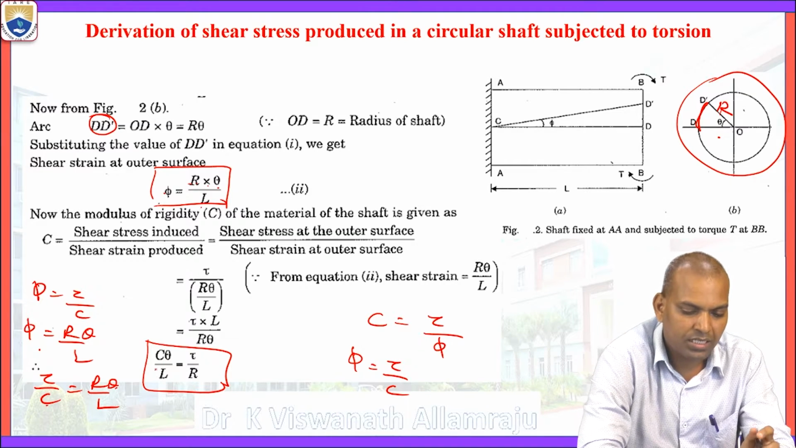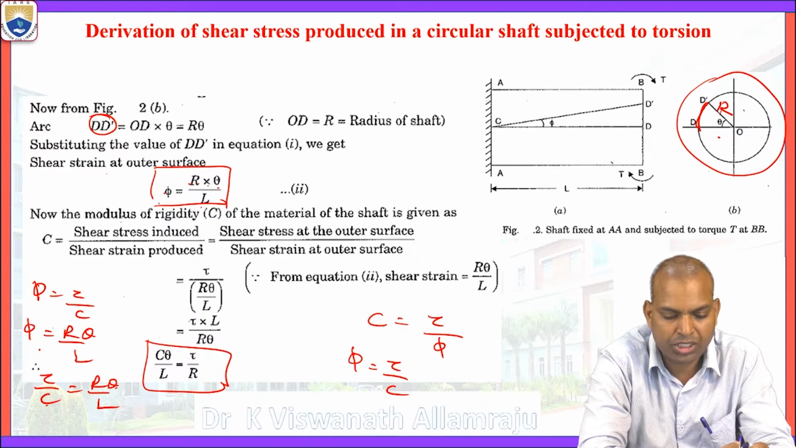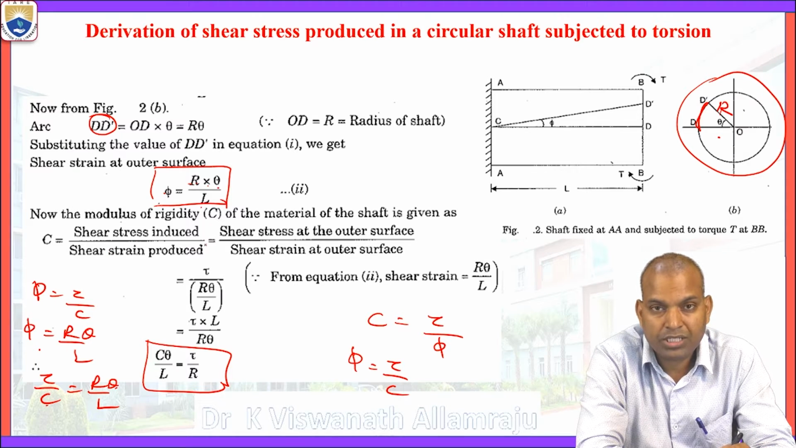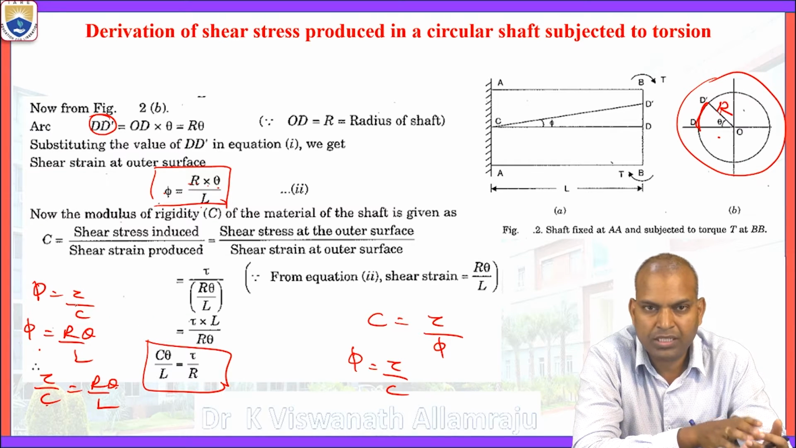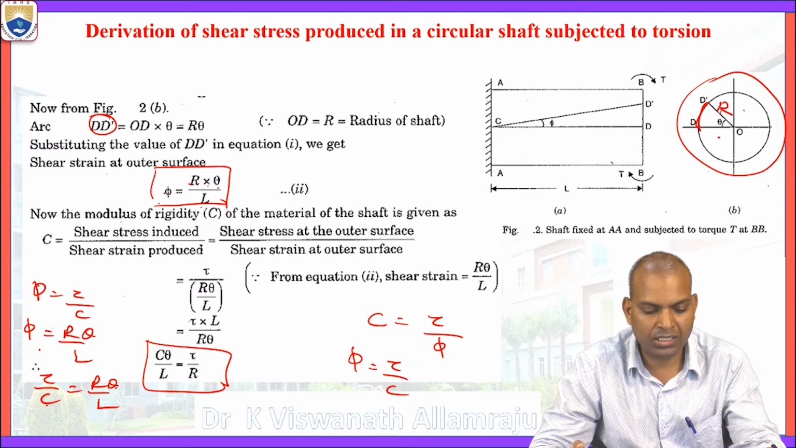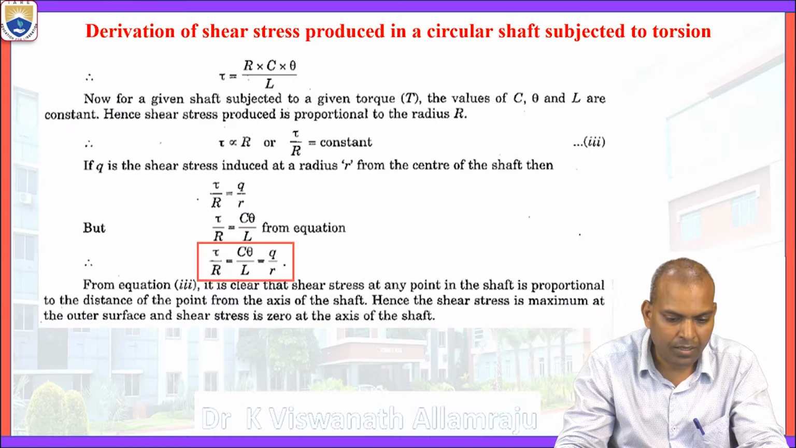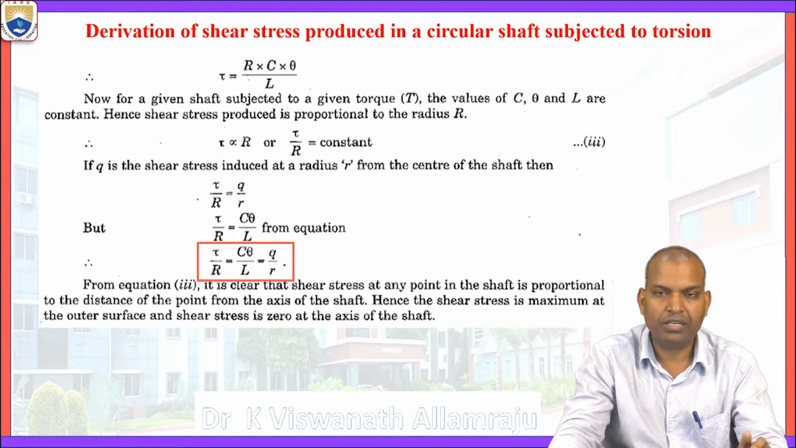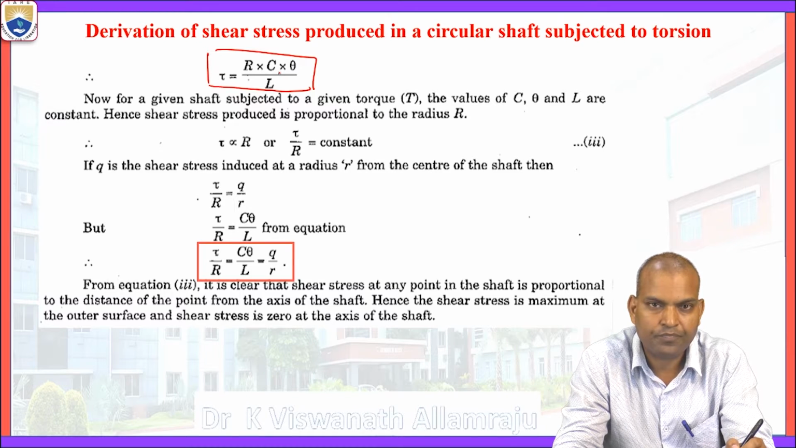So what is the C here? The modulus of rigidity of the material of the shaft is given by the shear stress induced by the shear strain produced, or shear stress at the outer surface by shear strain at the outer surface. Now the shear stress and shear strain at the outer surface give the equation C theta by L equal to tau by R. That is one of the relations. Now from the above equation, tau equal to R C theta by L.